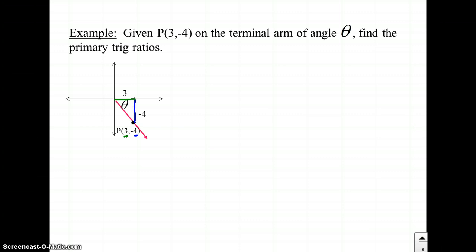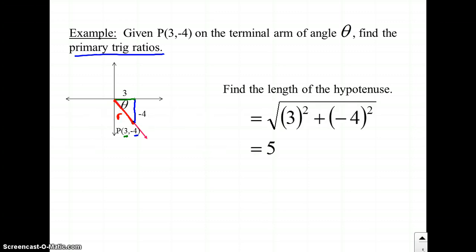The question asks us to figure out the other primary trig ratios. So find sine, cosine, and tangent of this angle. Step 1, let's find the length of the hypotenuse. So from this point to the point P, let's find that length. We'll call it R. That's Pythagoras' theorem. Right, so 3 squared add -4 squared, we take the square root. That's going to give us R. So R is going to equal 5.